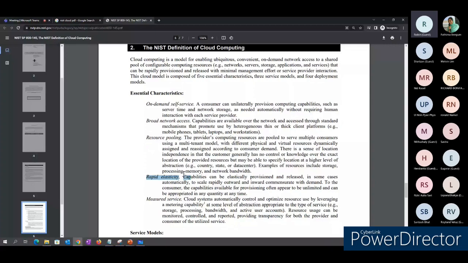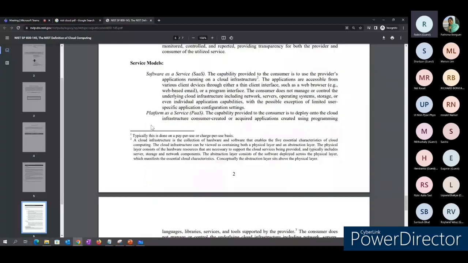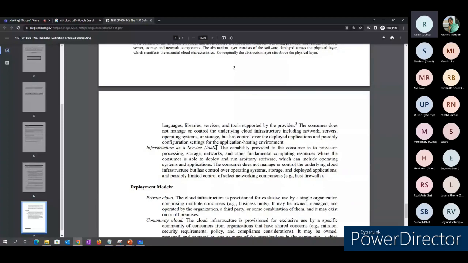By the end of this class, you will understand that any cloud model has to meet five characteristics: on-demand service, broad network access, resource pooling, rapid elasticity, and measured service. And this can be implemented in three service models. That's SaaS, software as a service. It can be configured as platform as a service, generally known as PaaS. And you have another model called IaaS, infrastructure as a service. And this can be deployed in four models, right?